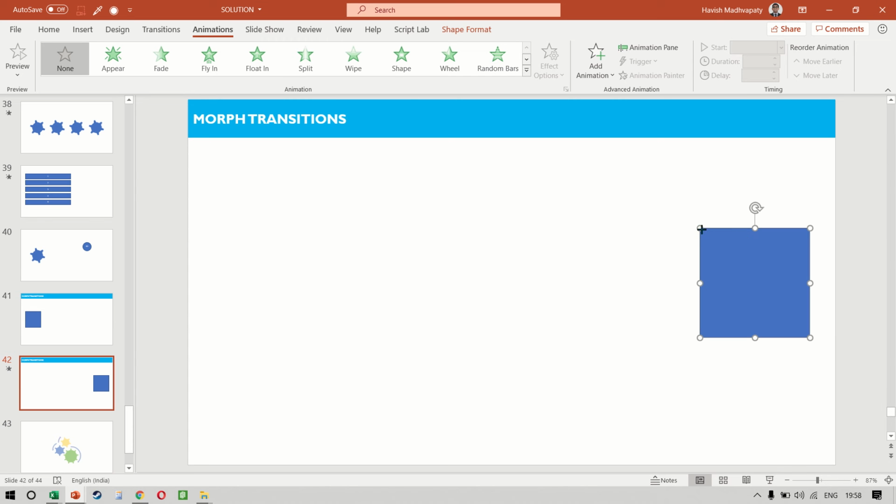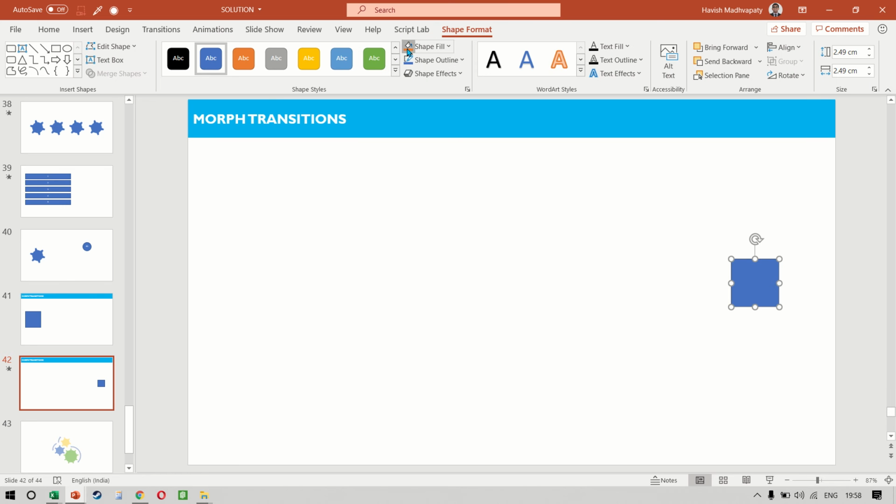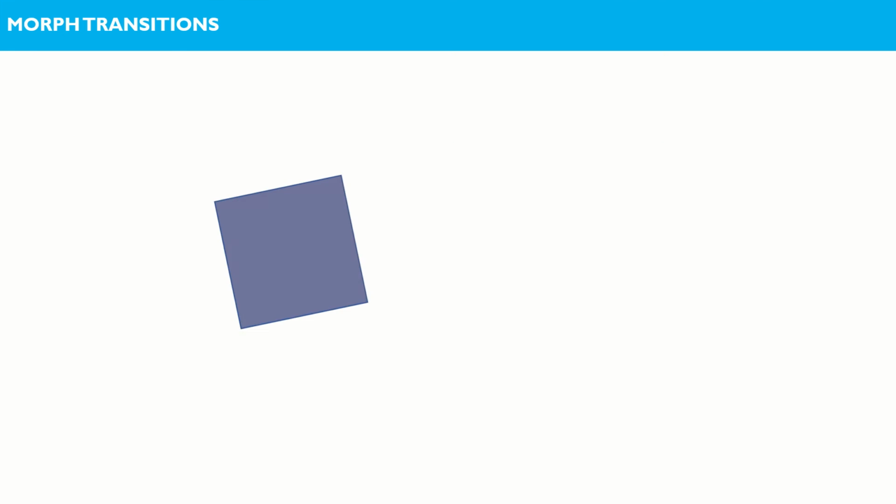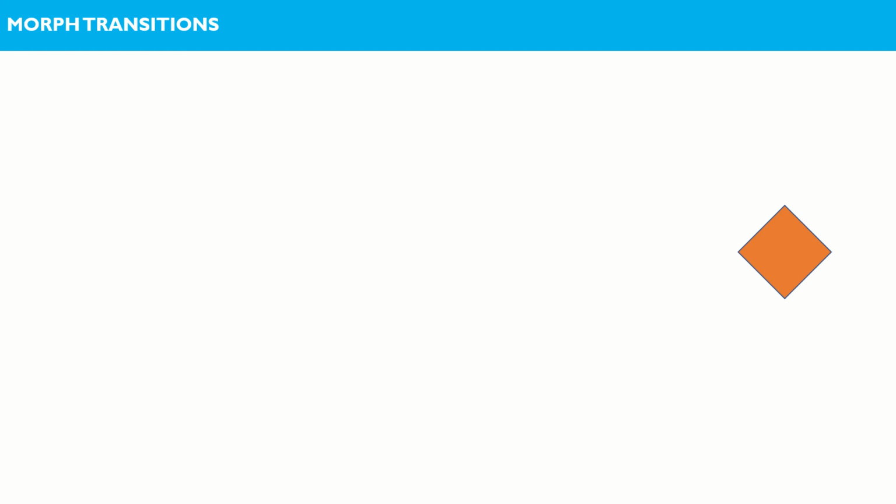So let's say I reduce the size and change the color and also rotate it. You would notice that when a user comes from the first slide to the next one, the color is changing, the rotation is happening, the size is decreasing, and the movement is also happening. Very cool, right?